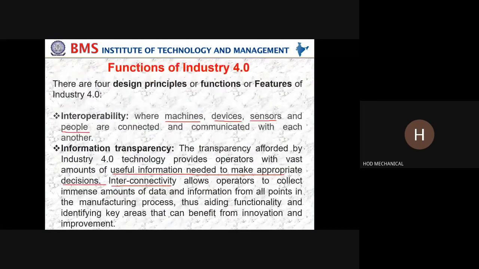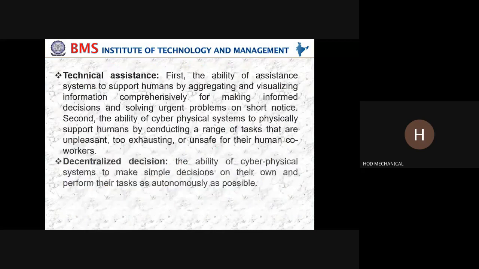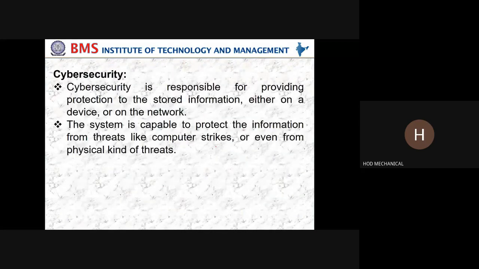Very important to observe: machines are going to be connected, devices are going to be connected, sensors are going to be connected, and people are going to monitor all this. When you are doing all this, a very important thing is that the security of those devices is going to be very, very important. Therefore, cyber security is responsible. This component is responsible to give protection to the stored information.